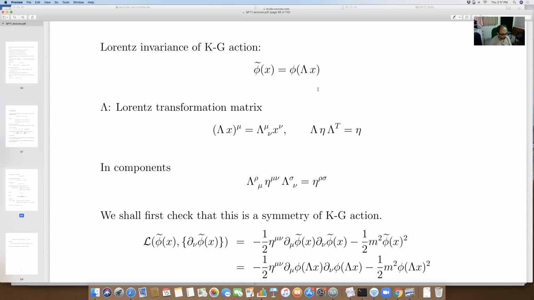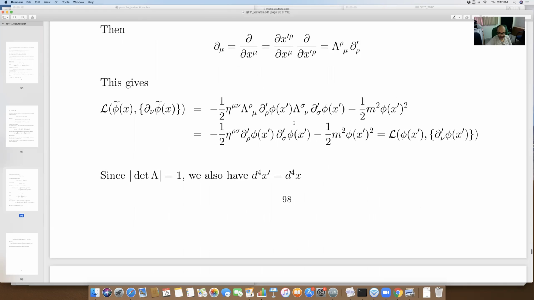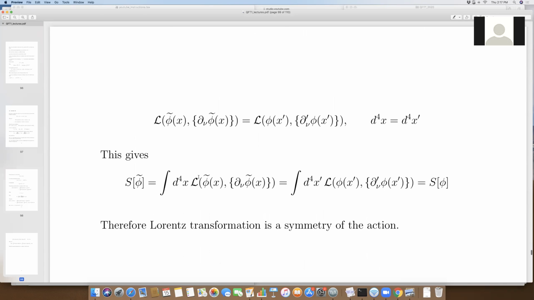And this has to be true not just for one given phi of x, but for any function phi of x that is given to you. When you replace phi of x by phi tilde of x, that is phi of lambda x, you should get the same action. So phi tilde of x is a defined function, determined in terms of phi. Otherwise this equation doesn't make sense. If phi tilde is a totally independent function, then what do you mean by this being the same as this?